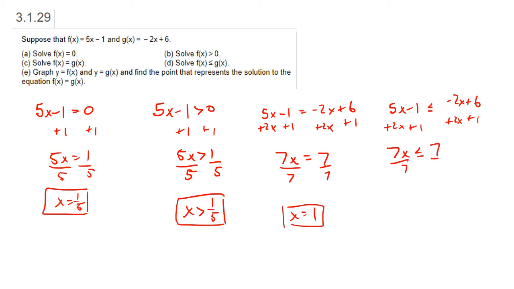Now I'm going to divide, and I ask, did I divide or multiply by a negative number? I did not, so the inequality does not need to flip. X less than or equal to 1, and we have solved for x.